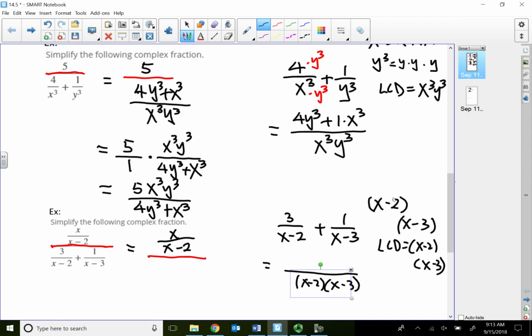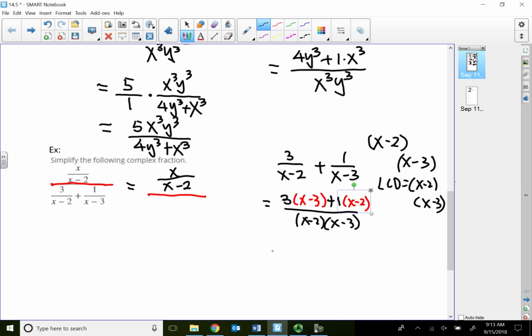My first denominator is missing the x minus 3, so we will take that times my numerator, plus 1 times. My second denominator, x minus 3, is missing the other x minus 2 as compared to the LCD. So we will take x minus 2 times the numerator.